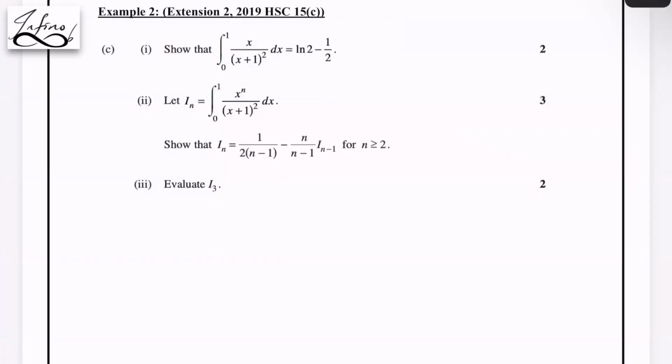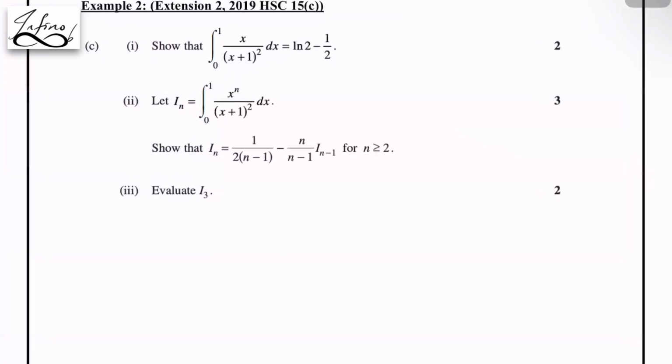Hi everyone, welcome back to example 2. Example 2 is a past paper question extracted from 2019 HSC question 15C. So let's see what the question is asking. Part C1 asks you to show that the integral from 0 to 1 of x over (x plus 1) squared dx is ln 2 minus 1/2.